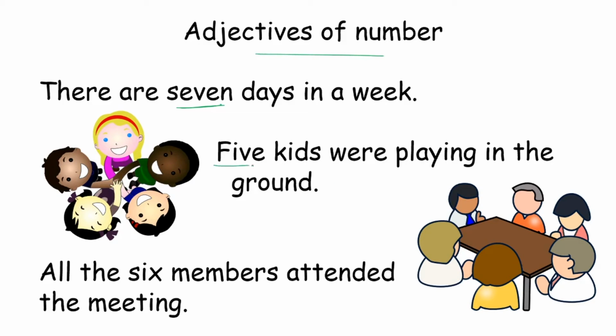How many kids were playing? 5. So 5 is the adjective of number. All the 6 members attended the meeting. Members here is the noun. And how many members attended the meeting? 6 members attended the meeting. So these are examples of adjectives of number.